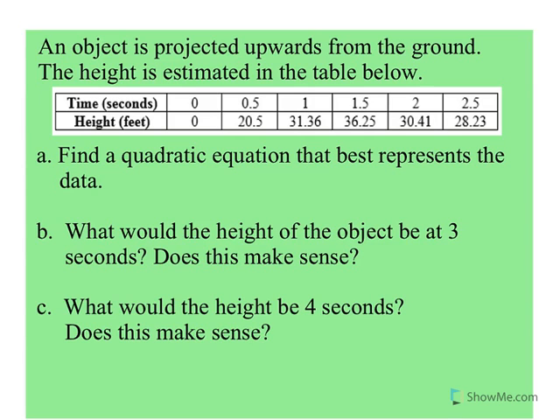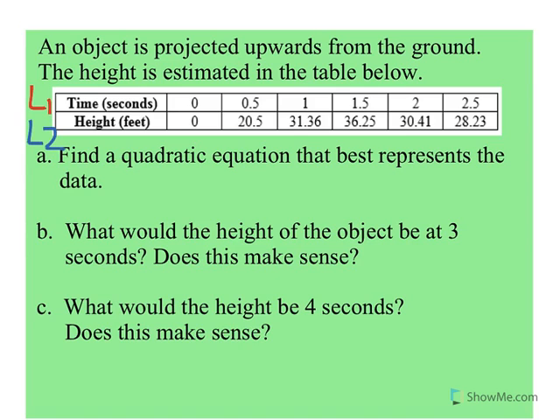Here's our last example. An object is projected upwards from the ground. The height is estimated in the table below. So you're going to go into Stat, number 1 to edit, clear your L1 and L2 columns, and then take a moment and add this information. Remember, the time in seconds is your X or your L1s. The height is your L2s or your Y values. So make sure you're entering those.